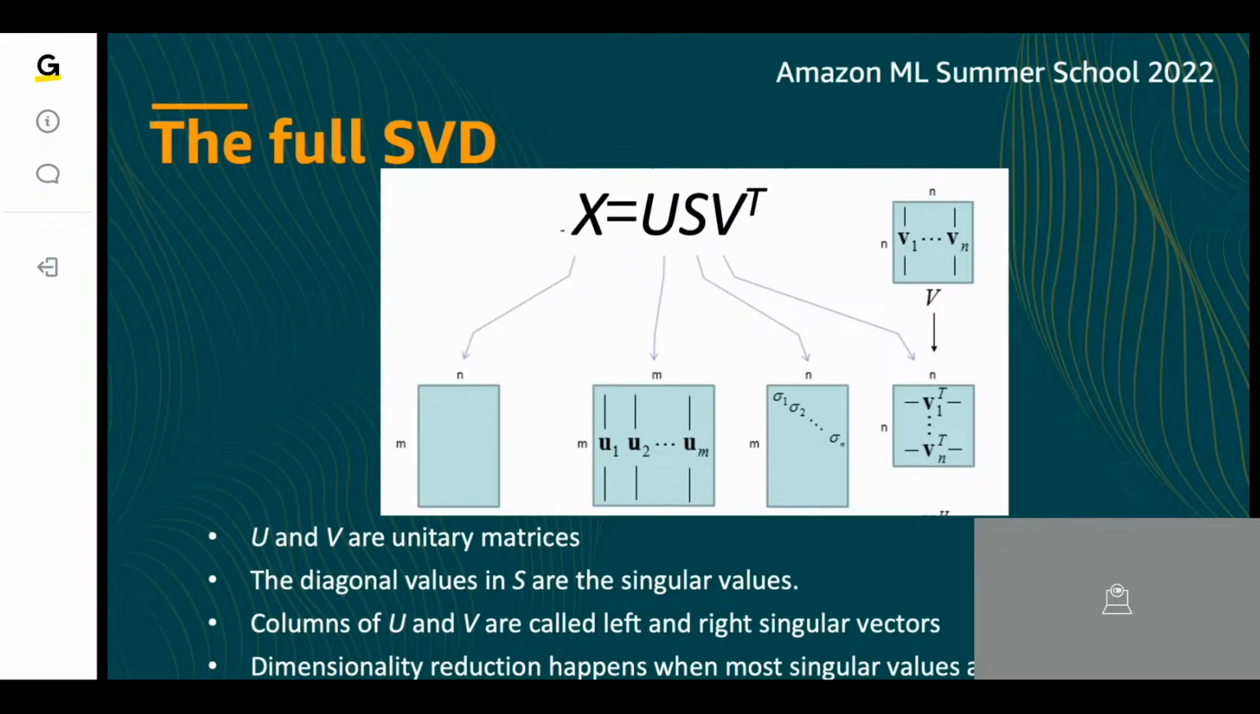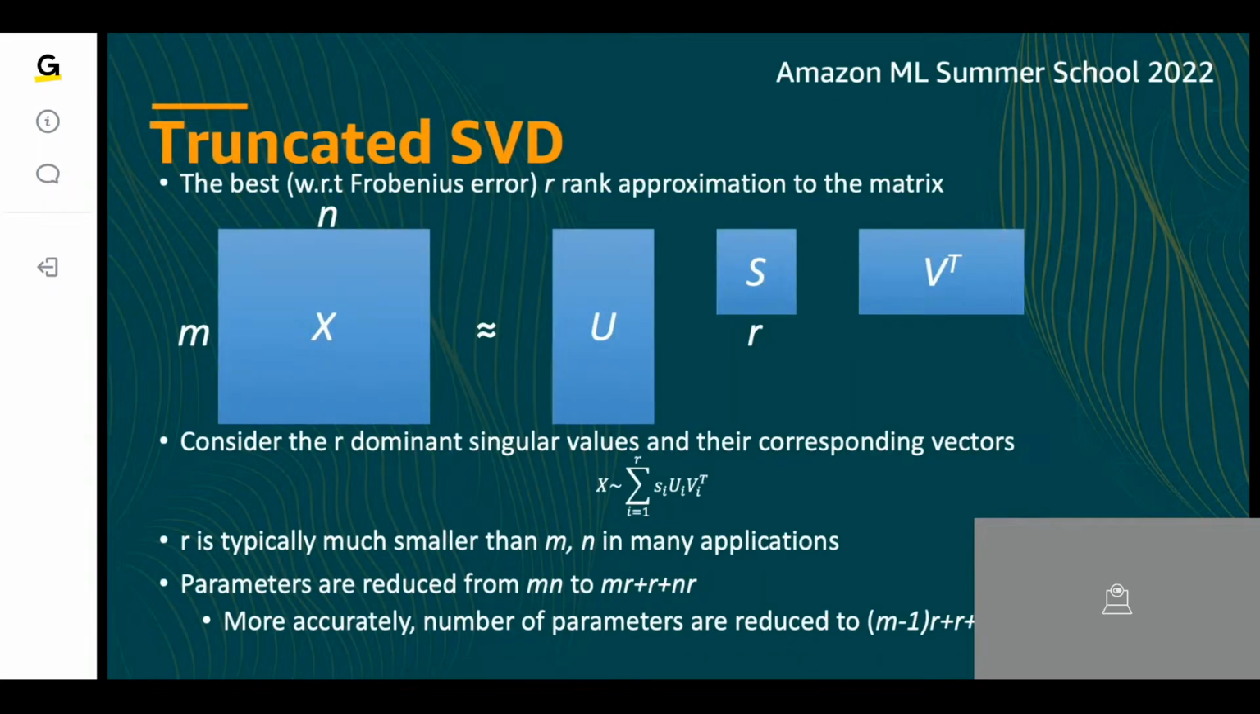Now, the dimensionality reduction actually takes place only when you find out that a lot of the members of S, or the diagonal values, are actually 0. Once you find out that many of these are 0, essentially what you would find is that you are able to represent the matrix X in a much smaller dimensional space. So this is how the matrix multiplication actually looks like.